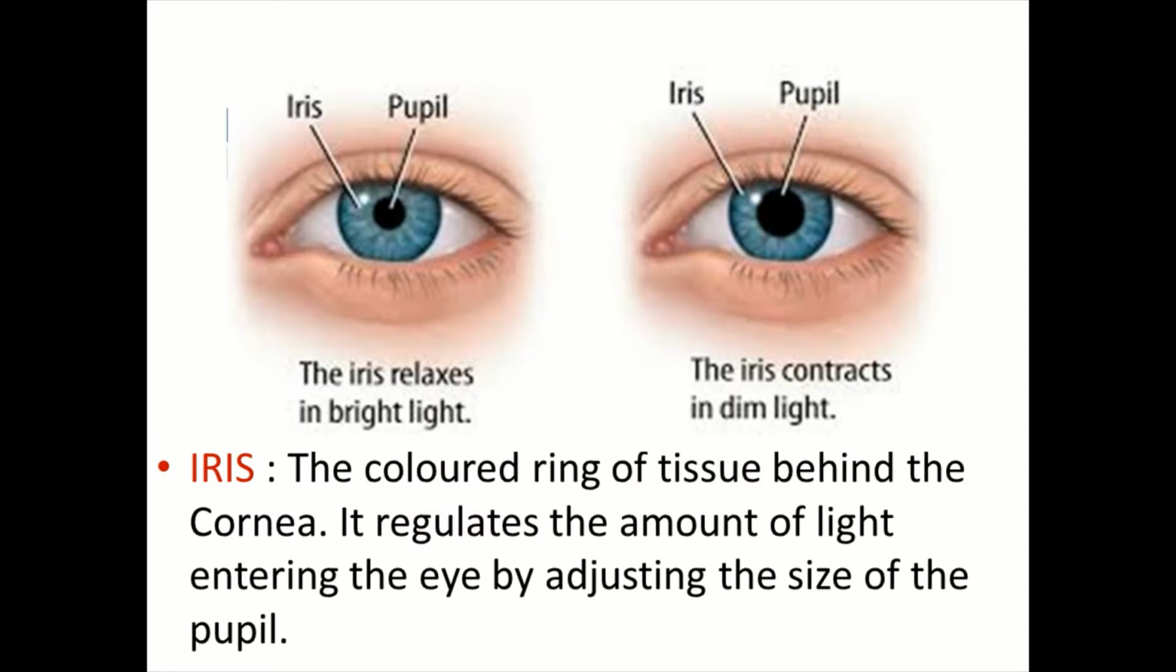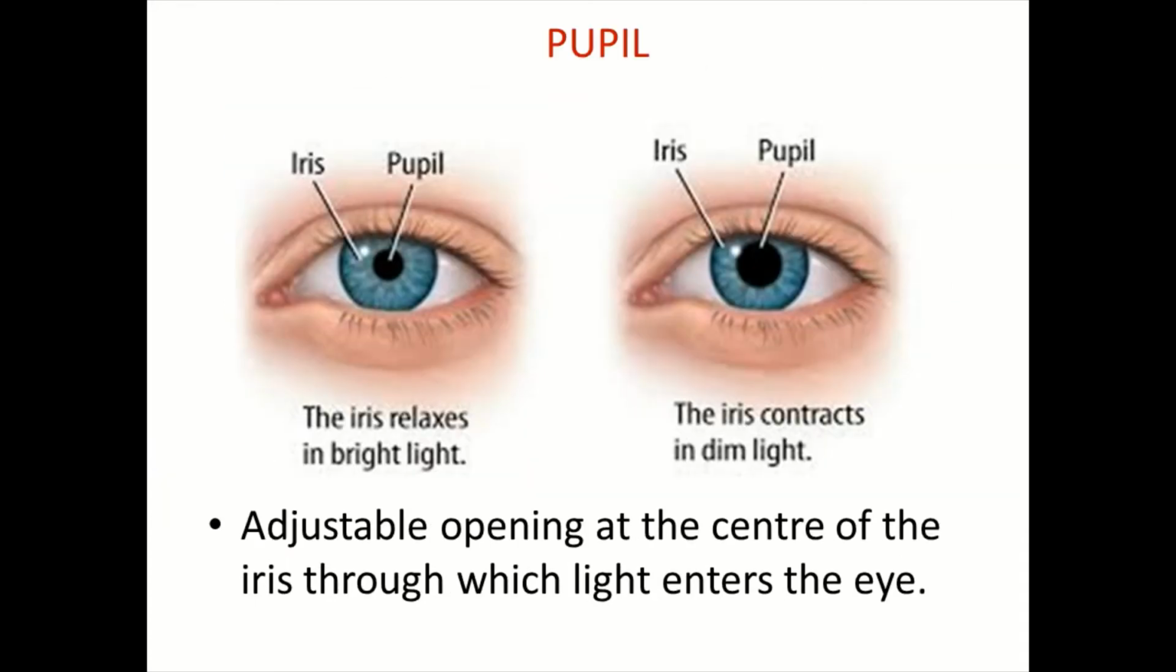Iris, the colored ring of tissue behind the cornea. It regulates the amount of light entering the eye by adjusting the size of the pupil. Pupil. It is the adjustable opening at the center of the eye through which the light enters the eye.